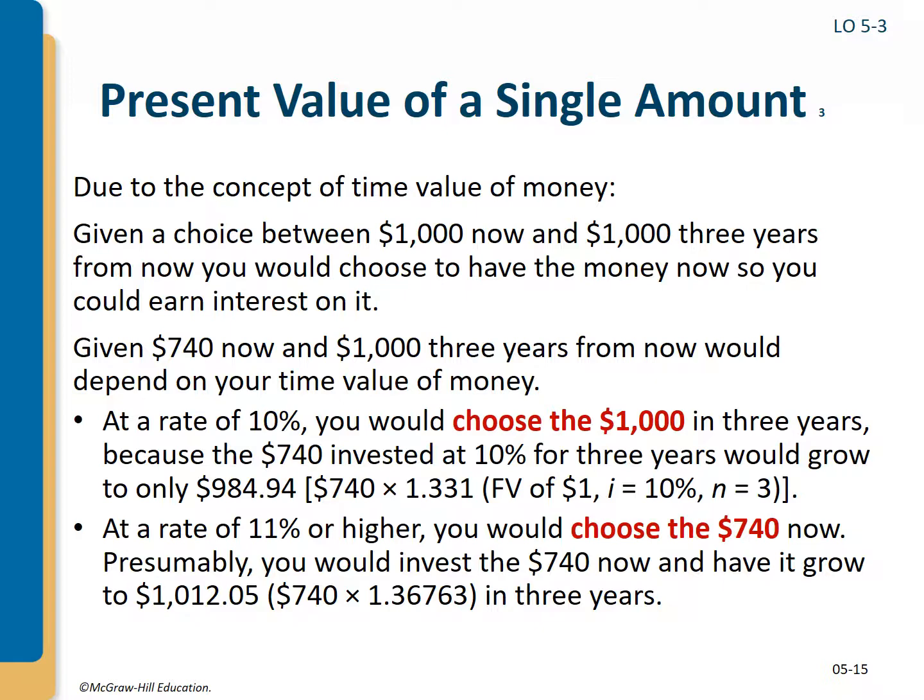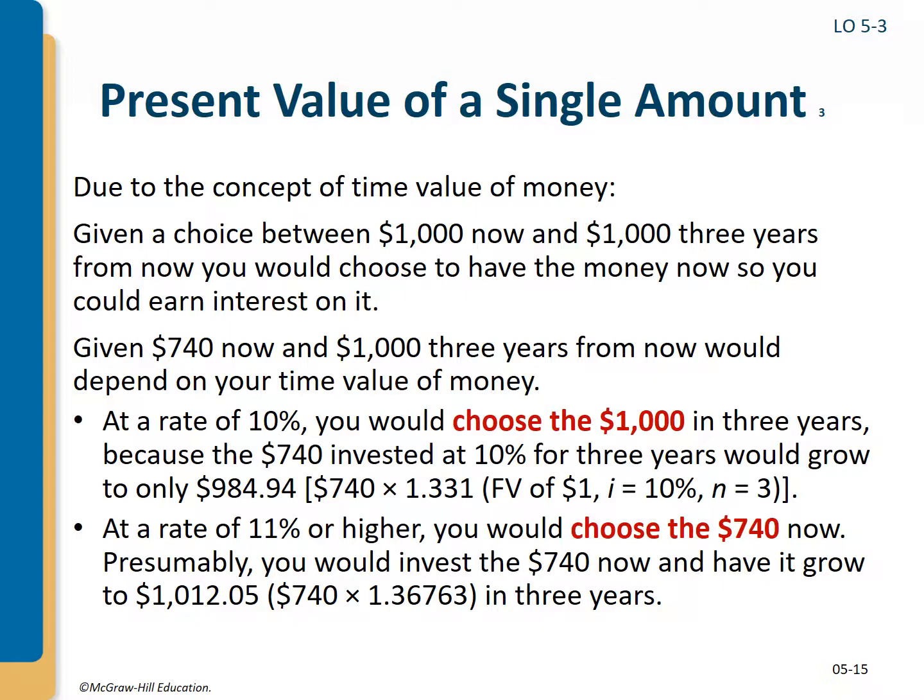If I invested at 10% for 3 years, they used table 1 because that's what is used to determine future value, and multiplied 10%, 3 periods, 1.331. That will only accumulate to $985. So why would I take $740 today? I could take $1,000 in 3 years.